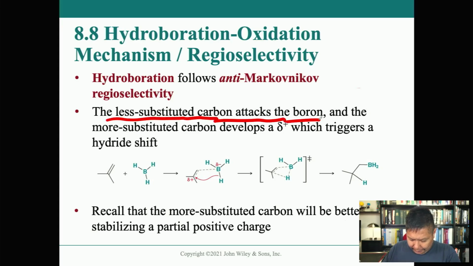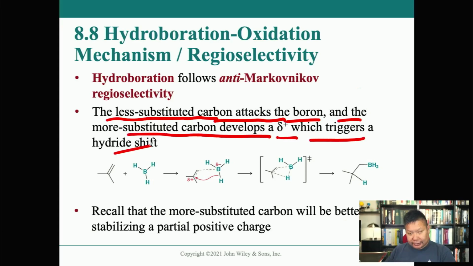And the more substituted carbon develops a partial positive, which triggers the hydride shift. Okay. So let's take a look at what this looks like here. We have our alkene right there. Okay, we have our alkene right here.